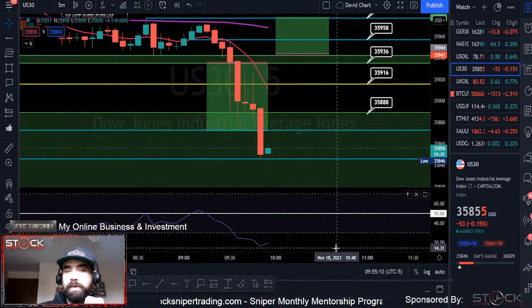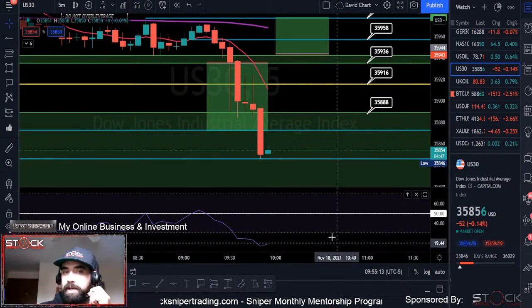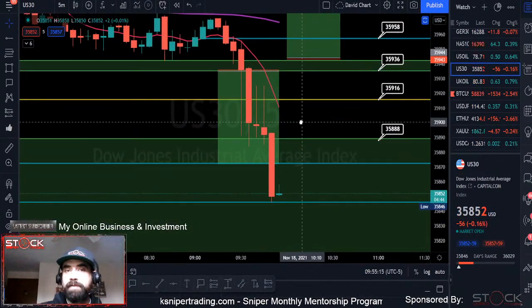Look at where we're at on the RSI. We're touching 14, and it doesn't really mean anything. You can still see it selling off here.